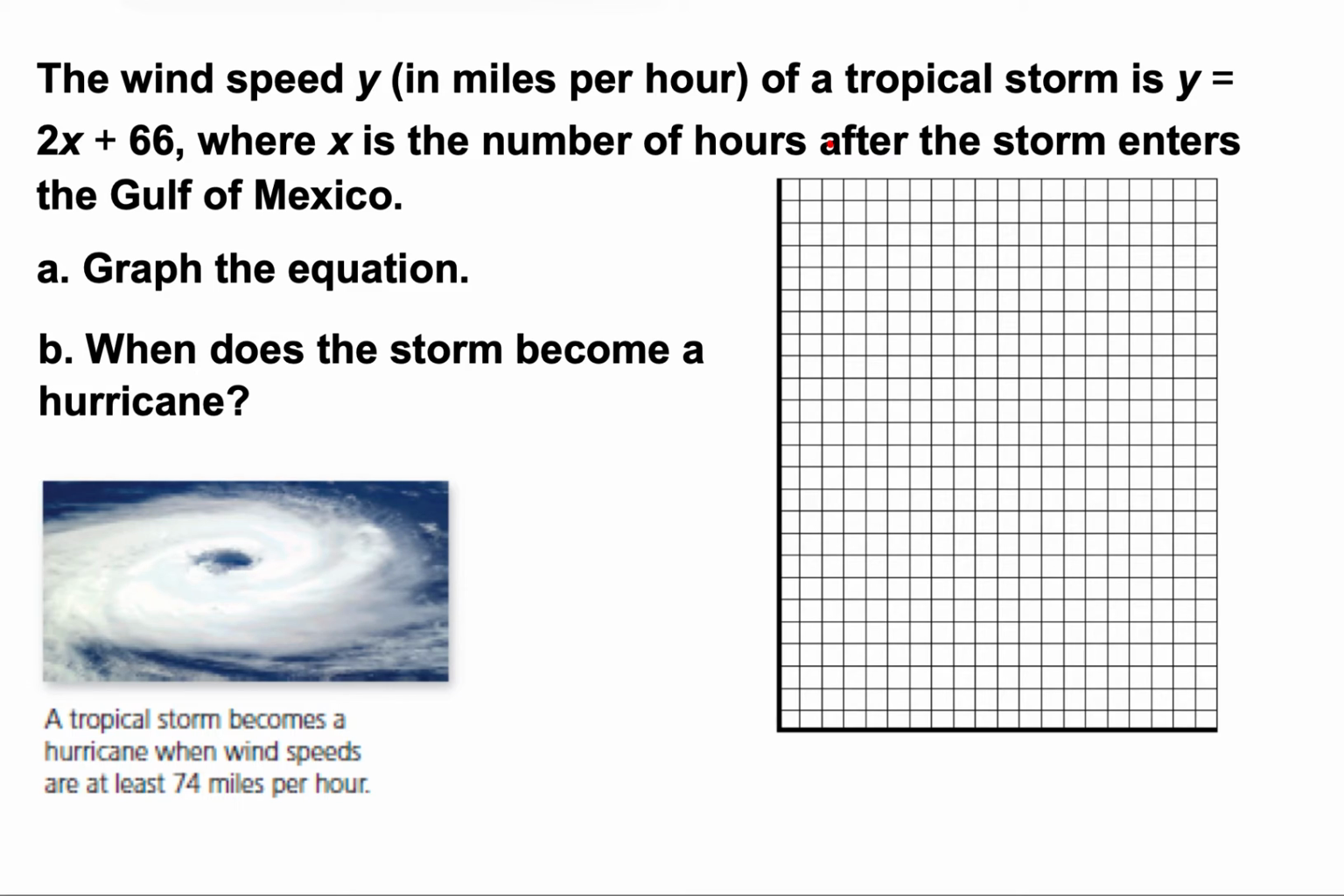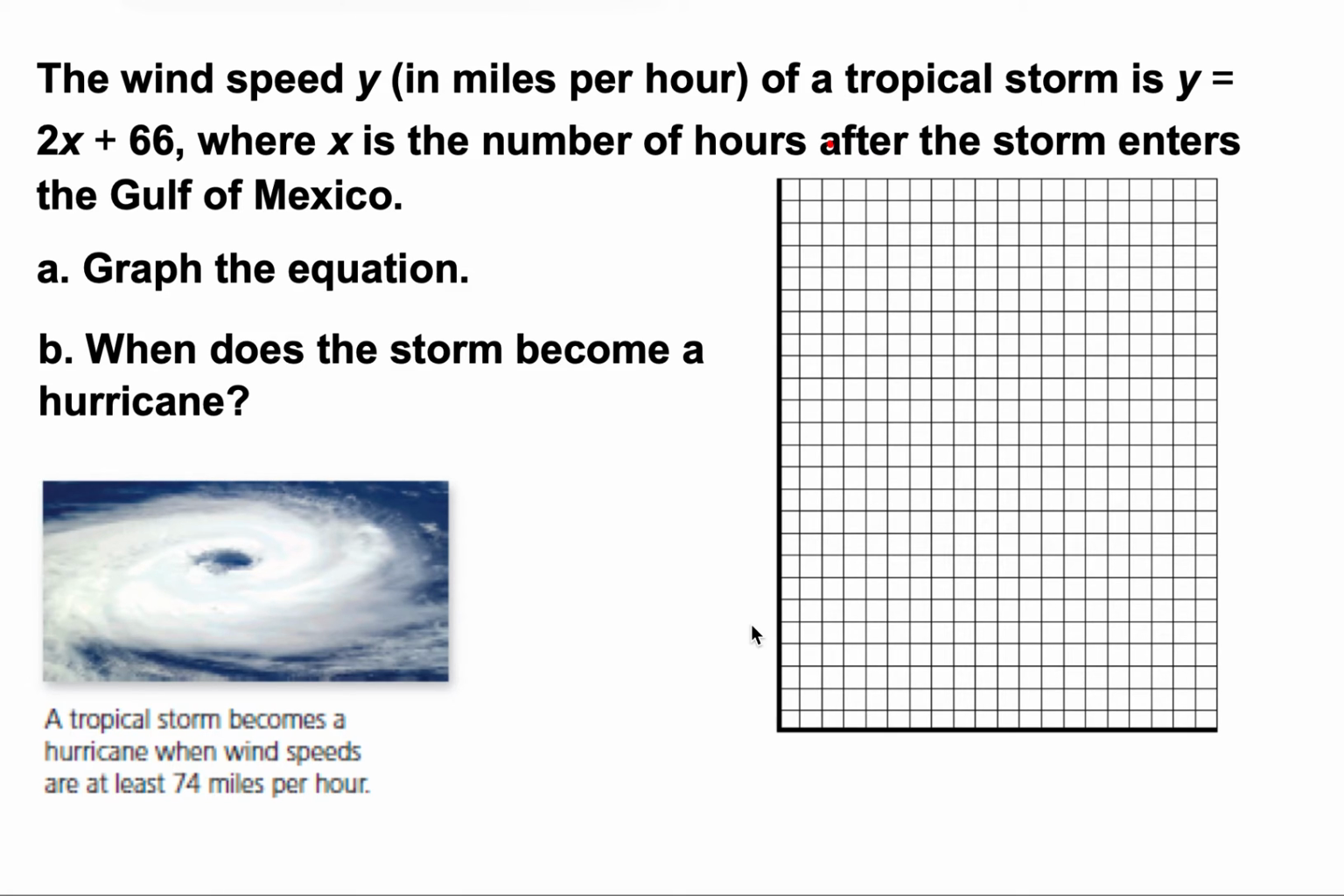Okay, let's take a look at this next one. So it says the wind speed y in miles per hour of a tropical storm is y equals 2x plus 66, where x is the number of hours after the storm enters the Gulf of Mexico. So story problem situation, remember when we do graphs for those, usually it's just a 1-quadrant graph, which is what this one is, that you have the x and y axis here on the side. When we graph our equation, we need to make sure we have labels on our x and y axes. We have a title on the top.